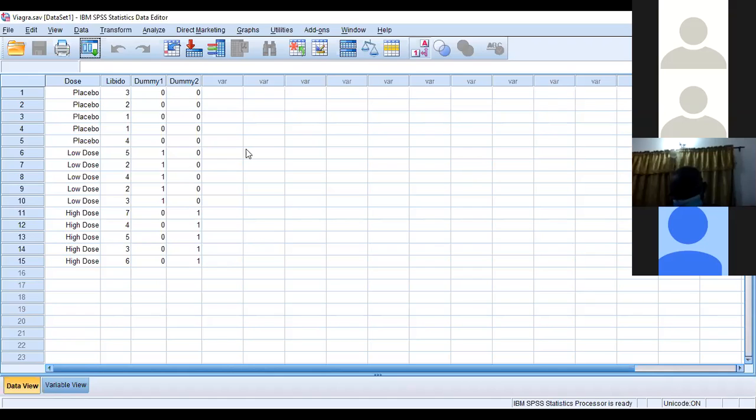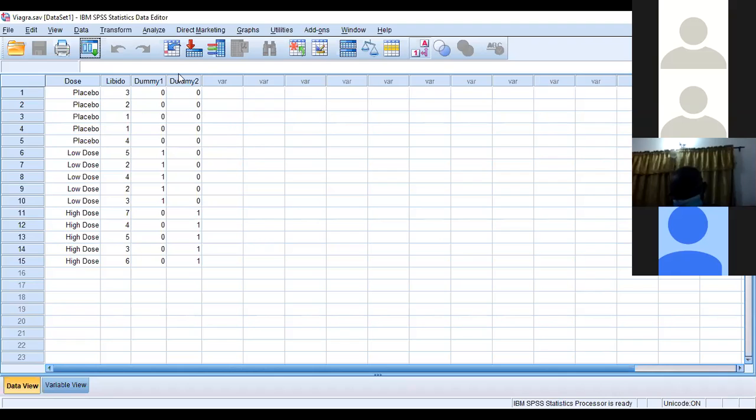The second column is the libido. If you look at it, because they are independent groups, there are 3 separate groups. They are entered in series. In series means one after the other. After we enter group 1, we now enter group 2, like that. Just forget about dummy 1, dummy 2. I created it there for regression. Now it's only the dose and libido you are using.